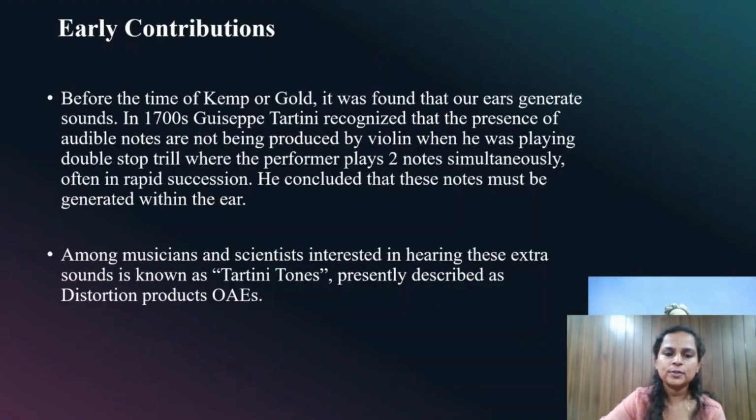Early contributions to the OAE. Before the time of Kemp or Gold, it was found that our ears generate sounds. In the 1700s, Giuseppe Tartini recognized the presence of audible notes not being produced by the violin when he was playing a double stop trill, where the performer plays two notes simultaneously, often in rapid succession. He concluded that these notes must be generated within the ear. Among musicians and scientists interested in hearing, these extra sounds are known as Tartini tones, presently described as distortion product OAEs.